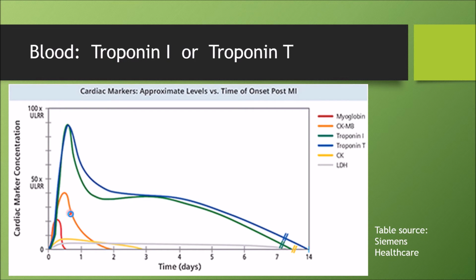And there's also myoglobin, CKMB, and LDH. These are older markers for a heart attack, for an MI. But really now troponin is the gold standard.